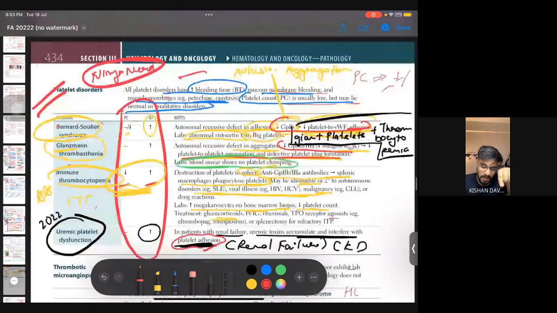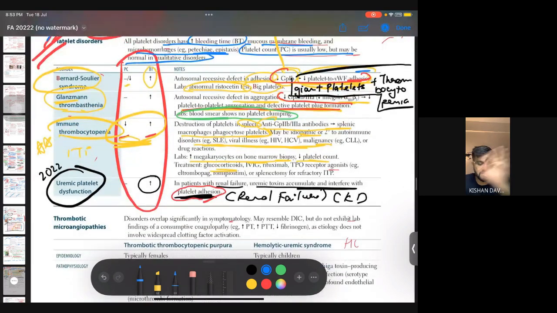So guys, this becomes very important. This part becomes very important because one-liners will be asked. They will give you where the defect is and you will have to identify the syndrome, or they will give you the name of a syndrome and you will have to identify the defect. Okay, very simple, straightforward questions are asked over here.